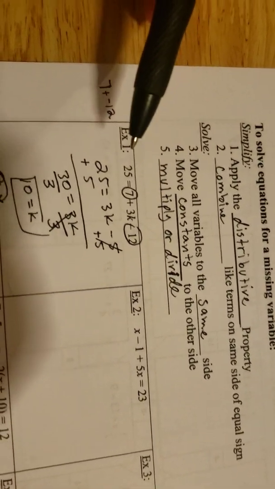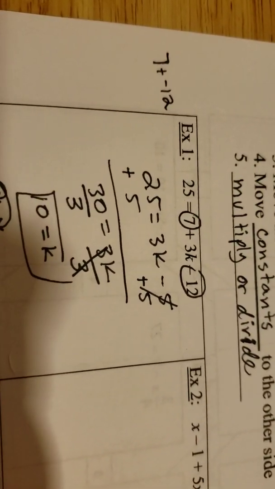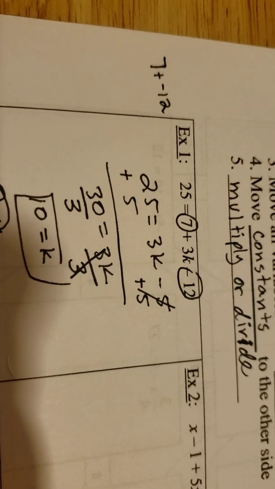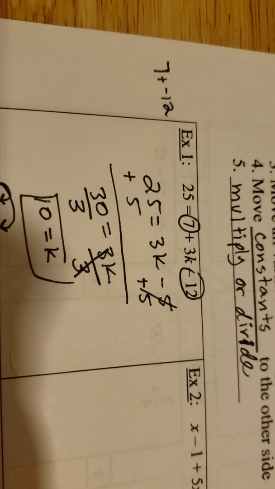So here's the first example. I have it worked out, and we're going to go through it step by step here. So we have 25 equals 7 plus 3k minus 12.